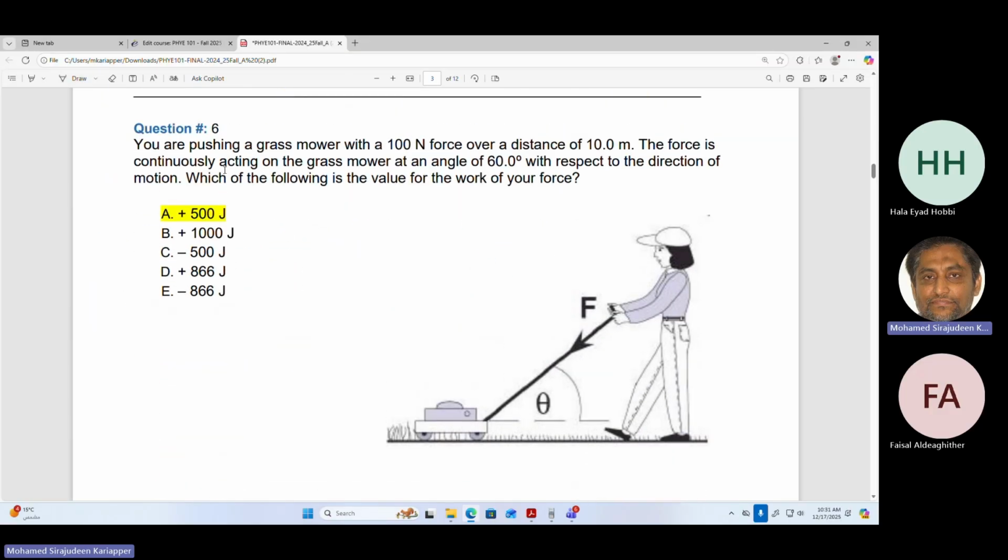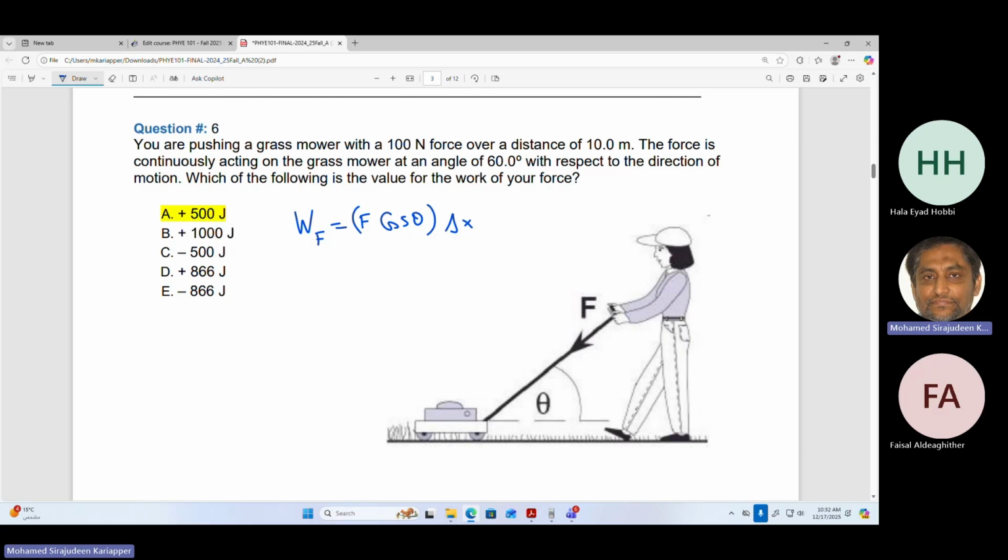Number 6. So now we come to chapter 5, work, right? So usually the question is, first, this one is an easy question. It depends on the definition of work. For a constant force, the work done by that constant force F is given by the component of the force parallel to the displacement multiplied by the displacement. So this is the equation of the definition of the work done by a constant force.